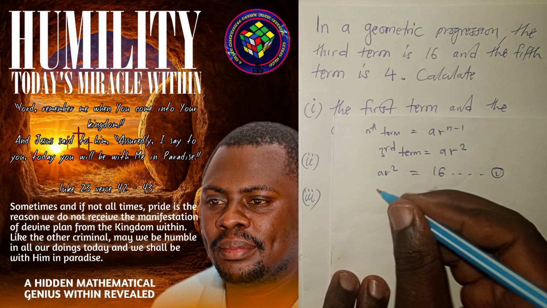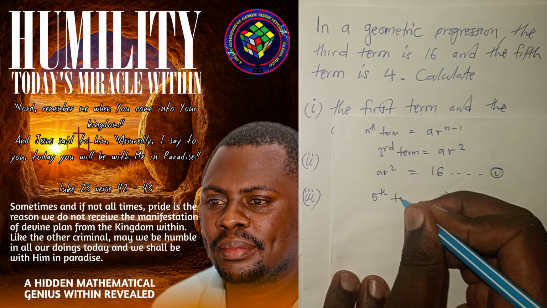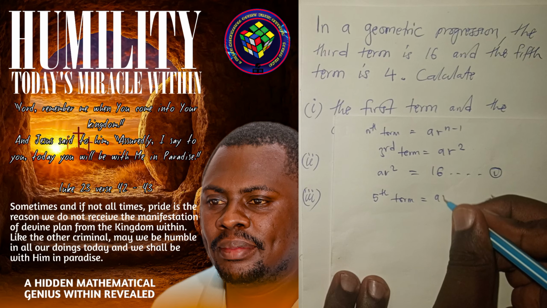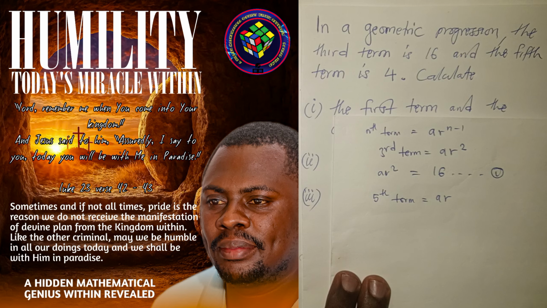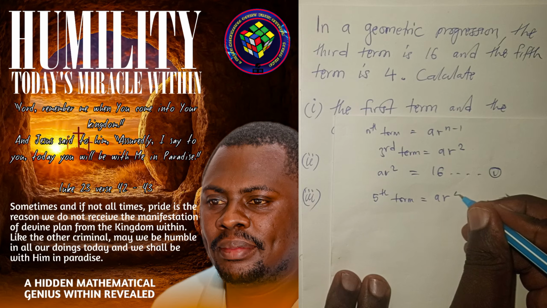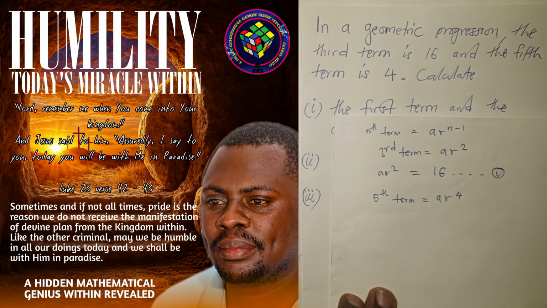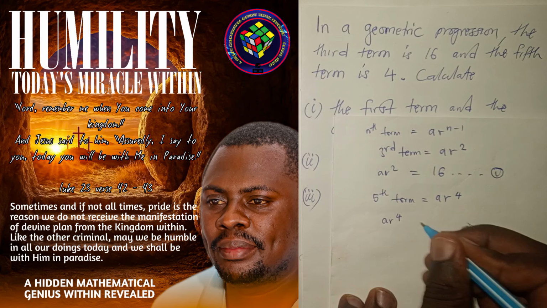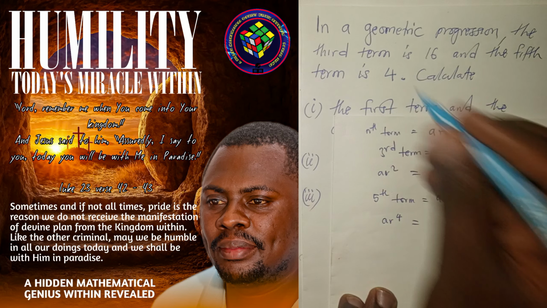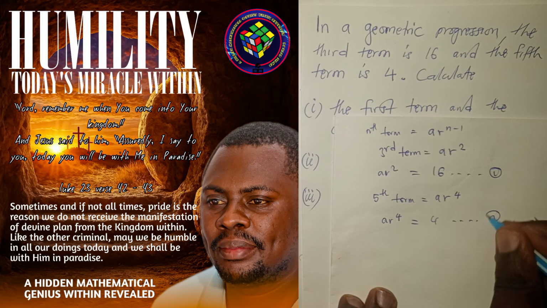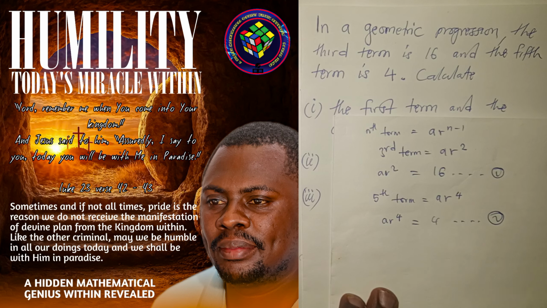Then we have our fifth term. The fifth term is equal to ar to the power, n is 5, so 5 minus 1, you get 4. So ar to the power 4. Again here we say ar to the power 4 is equal to 4. And this is going to be our equation 2. We are going to solve these two equations simultaneously, so that we have the value for a, which is the first term, and the value for r, which is the common ratio.